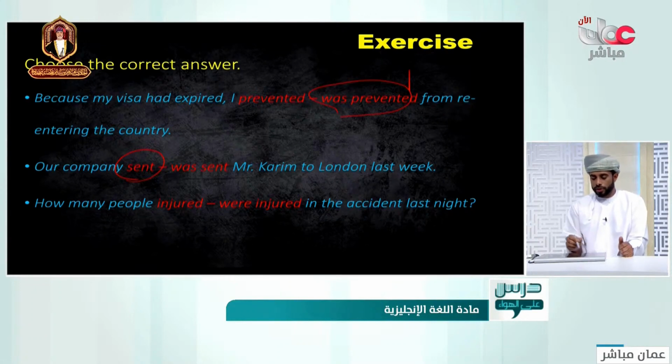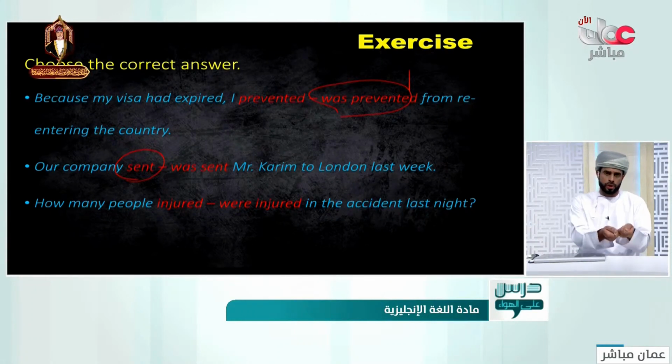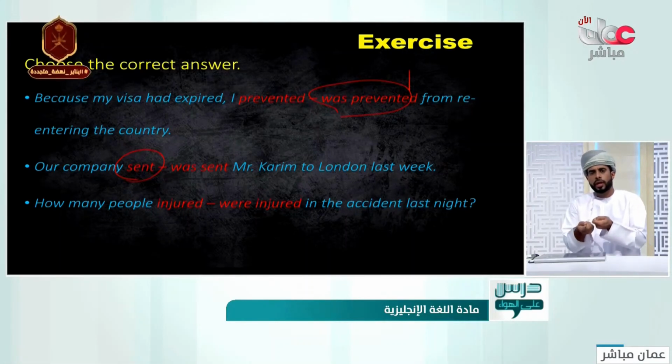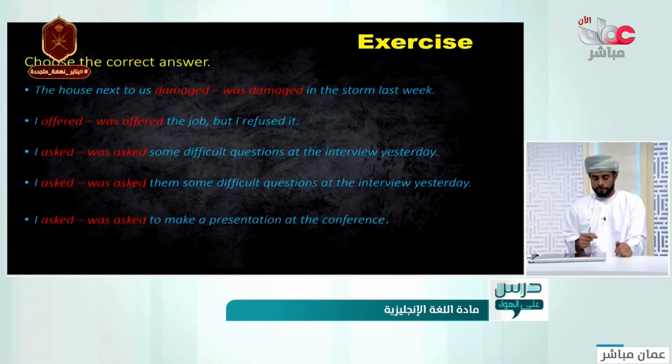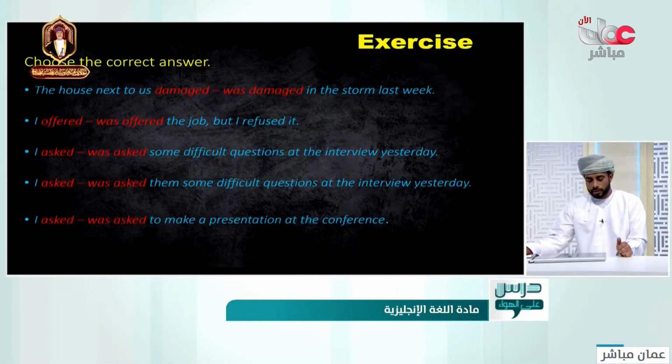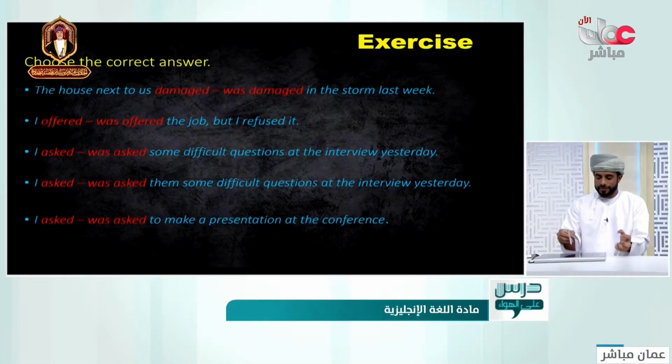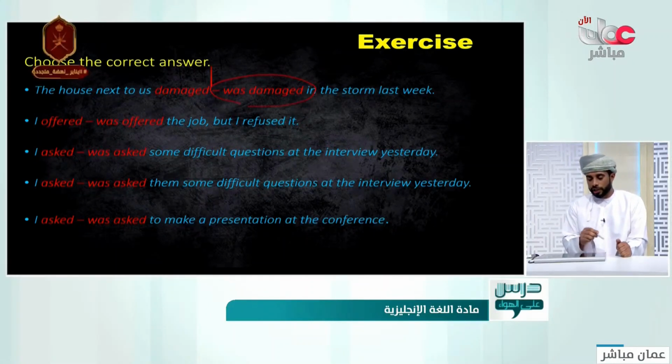How many people injured or were injured in the accident last night? What is the difference between injured and were injured? Injured means the people caused injury to someone. They go and try to injure or hurt someone. No, they received the action. So were injured in the accident last night. Same thing here. The house next to us damaged or was damaged in the storm? This was damaged, because the house didn't damage anything. It was damaged.